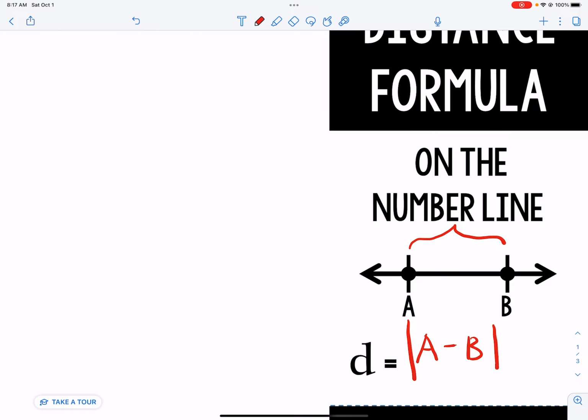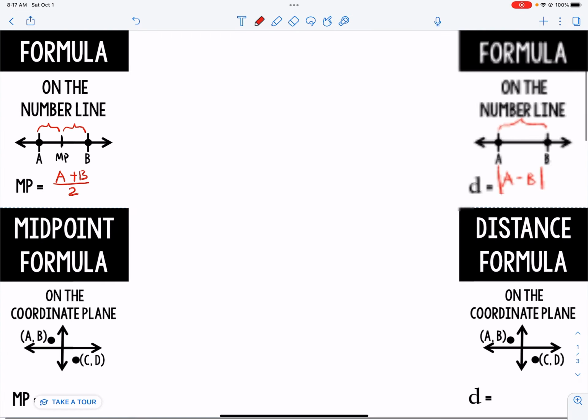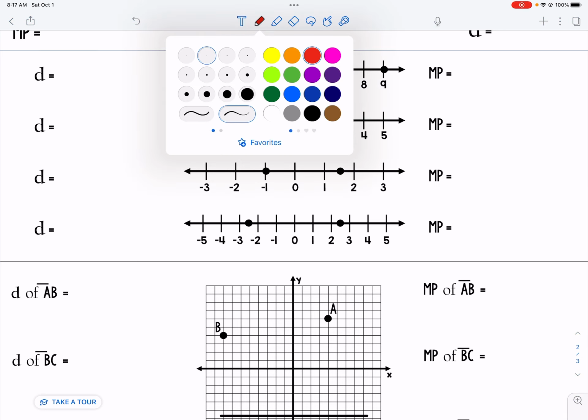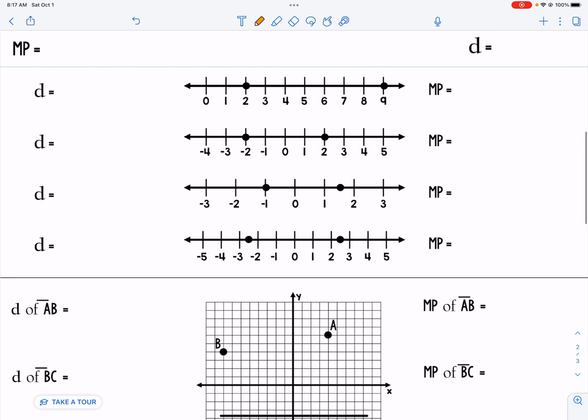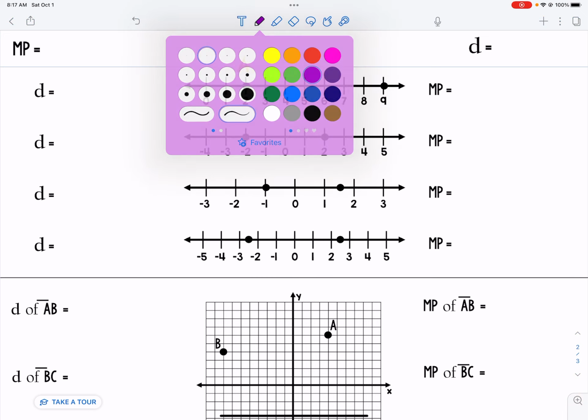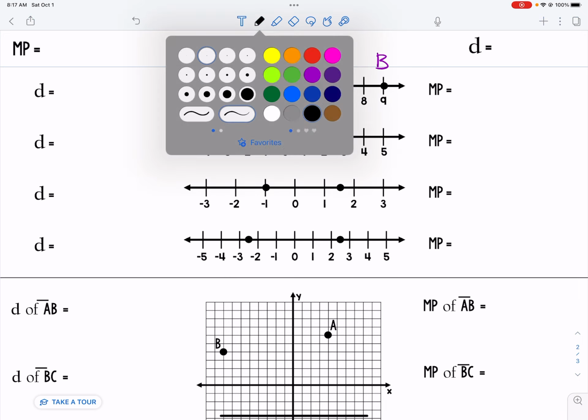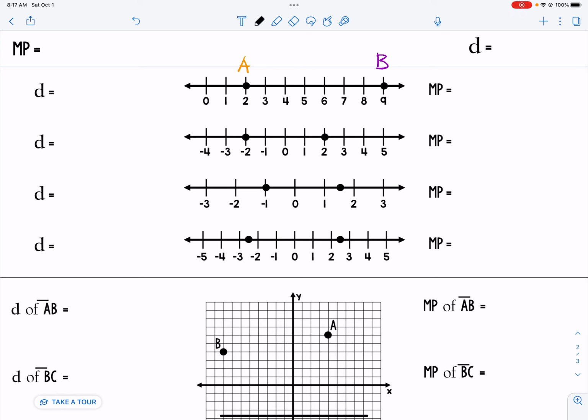Alright, let's try a couple of examples. I'll do 2, and then you guys do the other 2, and you'll check your answer with the answer on the board. So the first one I have, my A is 2, right here. Let's make this my B. So A is at 2, B is at 9. Let's go ahead and find the distance between A and B. So let's go the absolute value of A minus B.